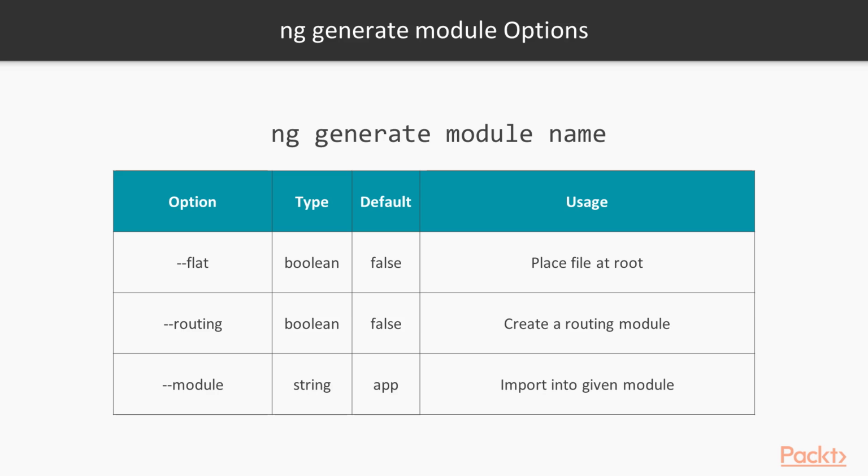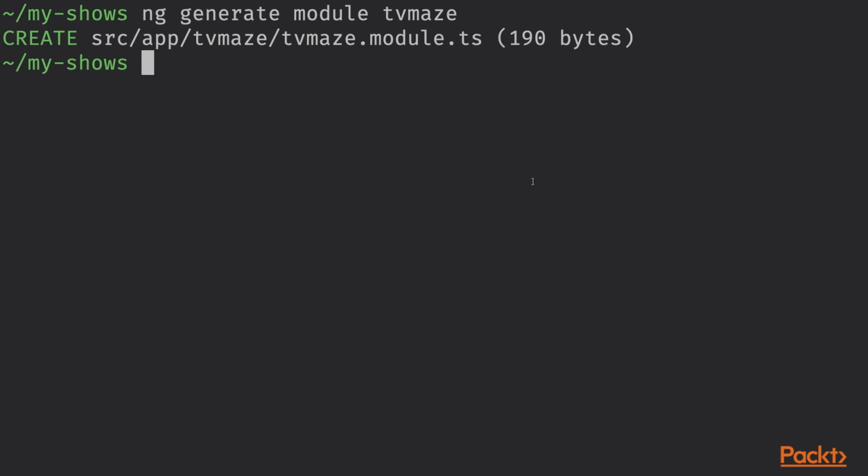And we also have the module option. This option can be used to ask Angular to actually do that import that we just had to do manually. If we run the same command adding --module=app, it will do exactly the same thing we just did manually. Let's generate another module and test these options.